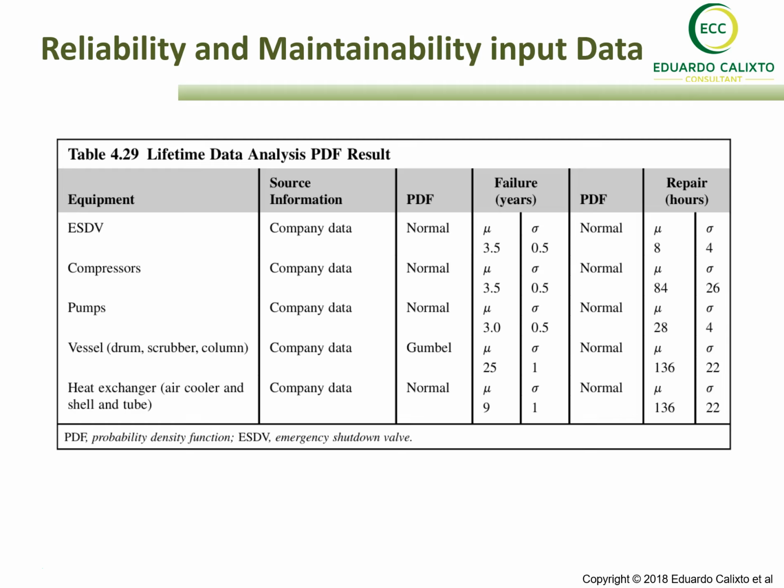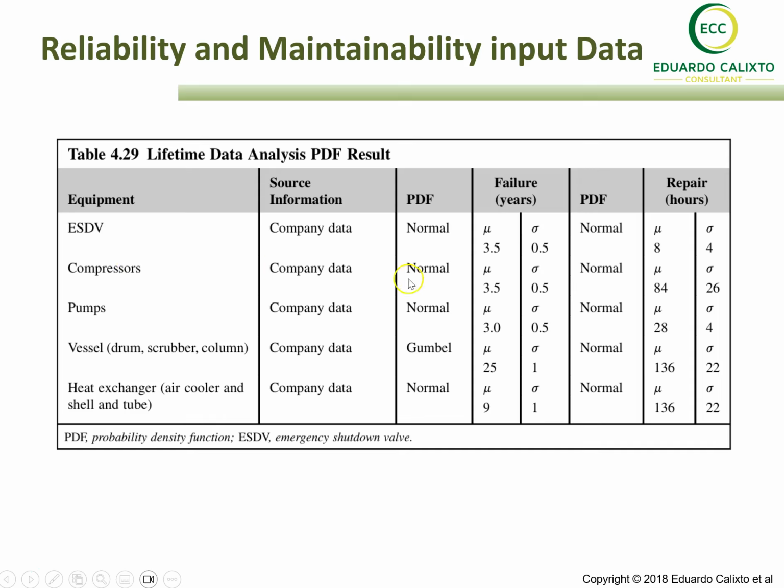and in the end have the parameters for failures and repairs. So here you can see, for example, the SDV valve, and we have a normal PDF. We have the mean 3.5 years, standard deviation 0.5 years. So I expect that this failure takes place between 3 and 4 years. And when this failure takes place, the repair will take between 12 hours and 4 hours. That's why we have a normal PDF for repair here that has the mean 8 hours and the standard deviation 4 hours.